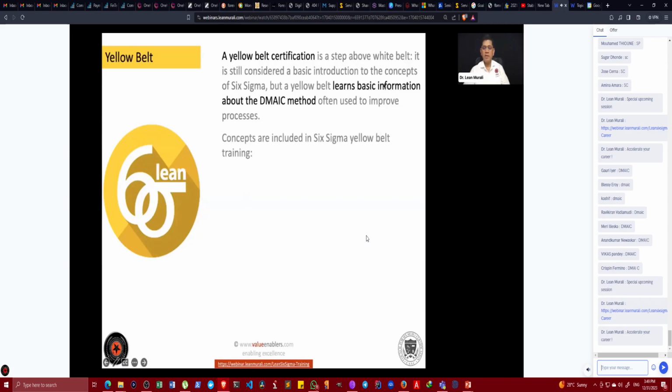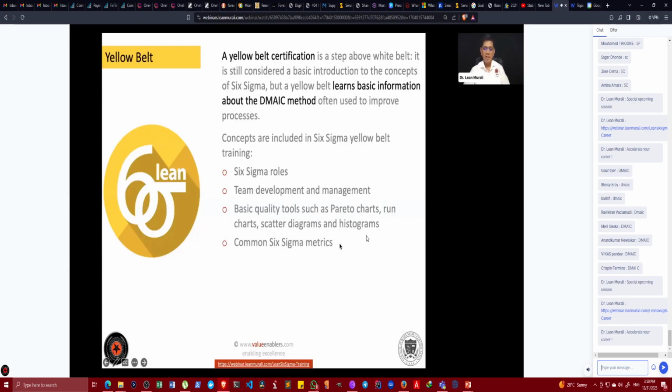Concepts included in the yellow belt training generally are the different roles of Six Sigma, team development and management, and some basic quality tools. What are the basic quality tools? You have Pareto charts, run charts, cause and effect diagrams, histograms, and all that. And then they will also learn about the metrics in Six Sigma, the common metrics that we use, how to collect data, the data collection plan, and something called MSA, measurement system analysis. They will also learn root cause analysis and an introduction to hypothesis testing. Not the advanced stage, but an introduction to hypothesis testing.